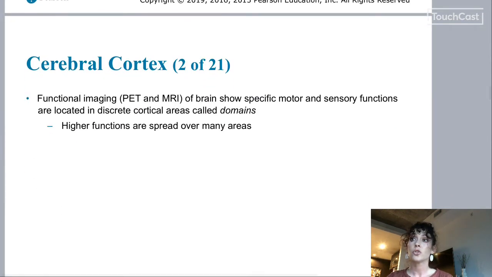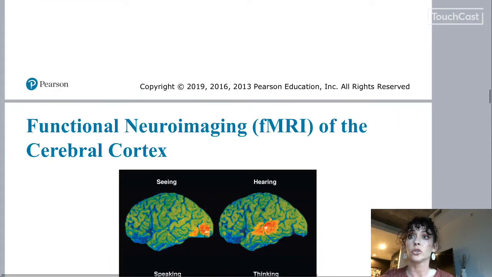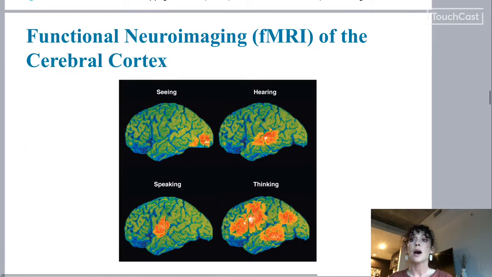Now, if we were to look at functional imaging in a PET scan or an MRI, our brain is going to show specific motor and sensory functions. These are going to be located in discrete areas of the brain called domains. Our higher functions are going to be spread over many areas. If we were to look at a functional MRI, meaning they do an MRI while testing different things, like maybe asking someone to listen to classical music or having them think about a math problem, that's what we're getting with these different tasks right here.